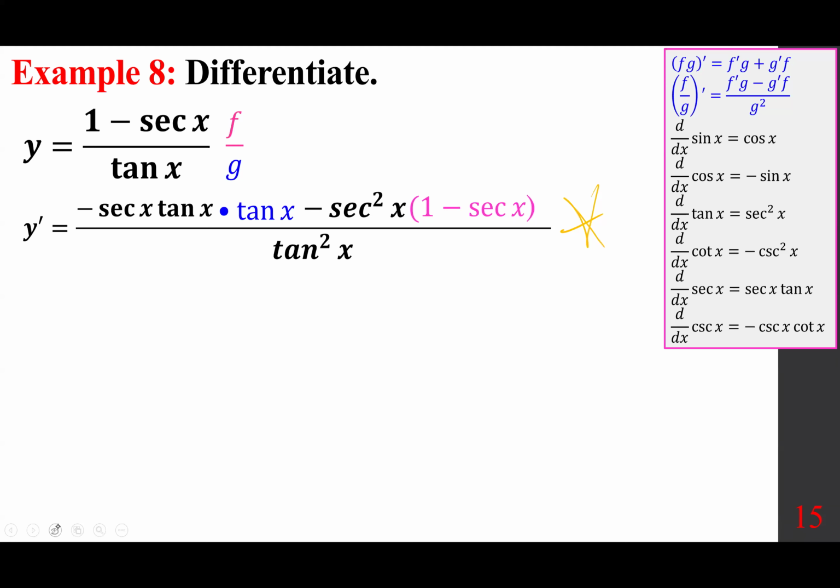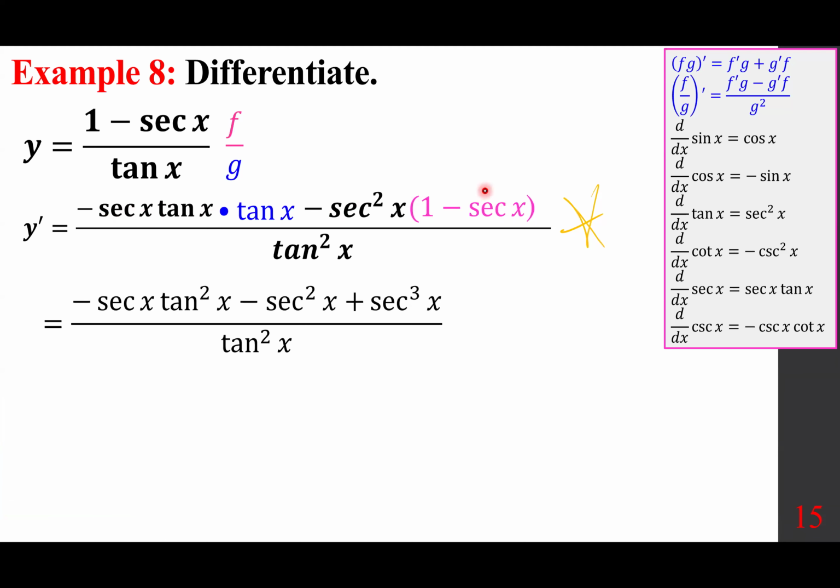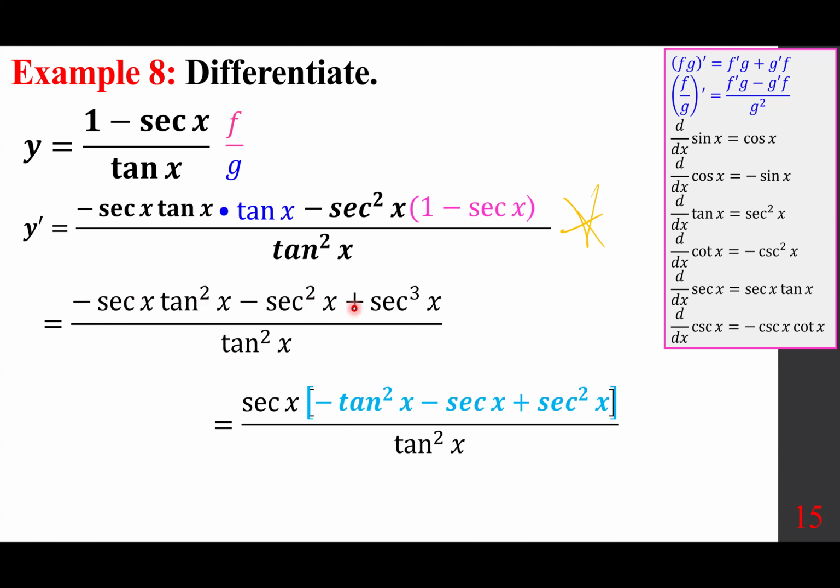So what do we get here? We get negative secant x tan squared. What do we get here? Minus secant squared plus secant cubed. So that's the numerator. We notice all of them involve secant x. So we can take out secant x. And if we do so, what happens? Again, the denominator is not being touched. The numerator, we are factoring secant x. This gives us negative tan squared minus secant x plus secant squared. So that's what we get.